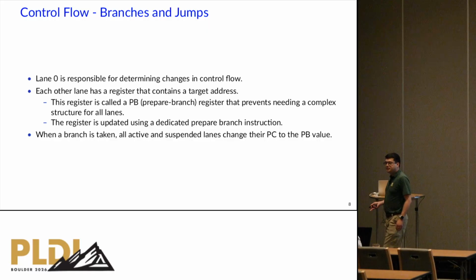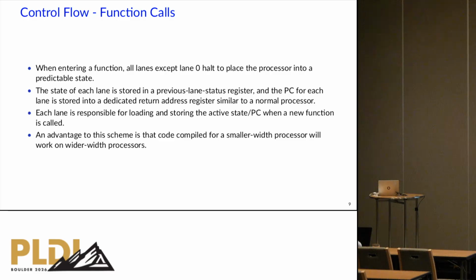For branches and jumps, because each lane has its own thing going on, we need to make sure that when a branch is taken, all of the lanes update their PCs, but it would be terrible to duplicate all of those branches and have a whole branch taken buffer for each lane. So instead, we offer just a single register called a prepare branch register that just stores a PC. And whenever a lane encounters a special instruction called a PB instruction, it just puts a value in that register. And whenever lane 0 takes a jump, all other lanes that are suspended update their PC to whatever that PC is in the prepare branch register. So that's the basic concept there.